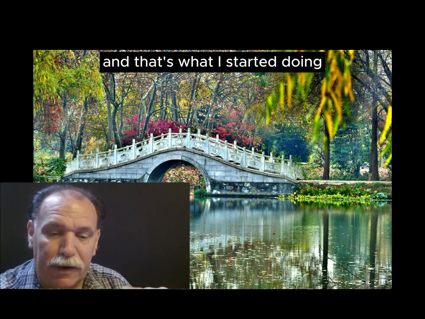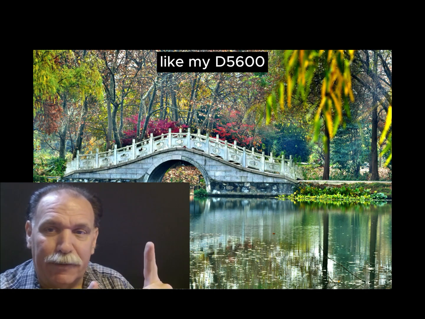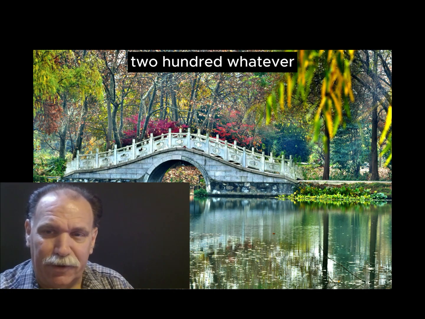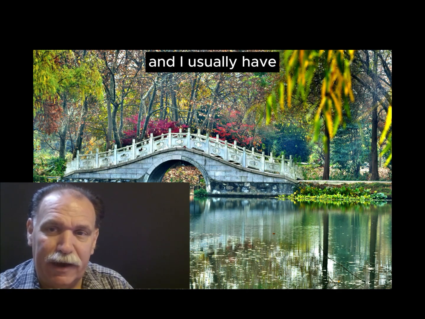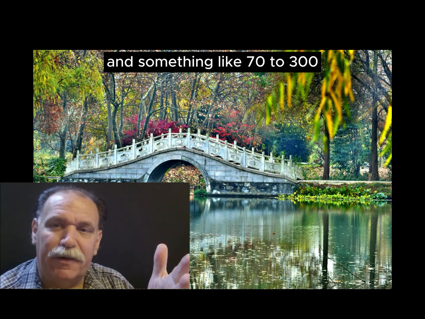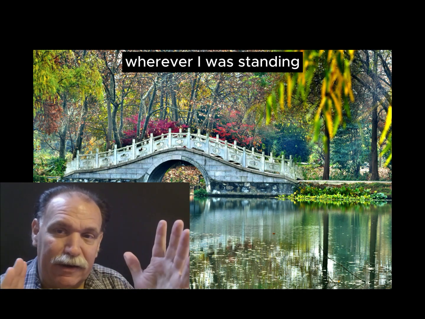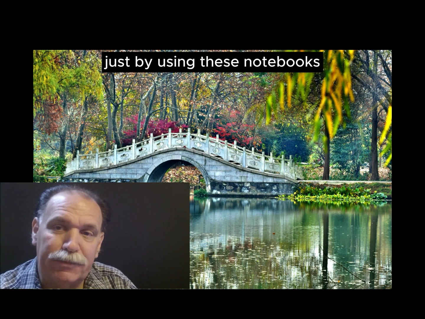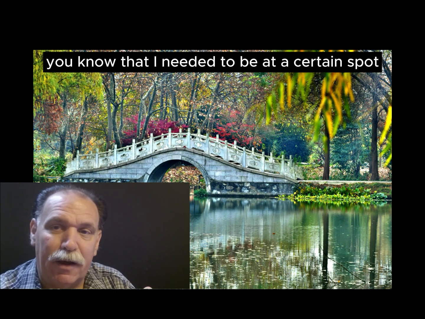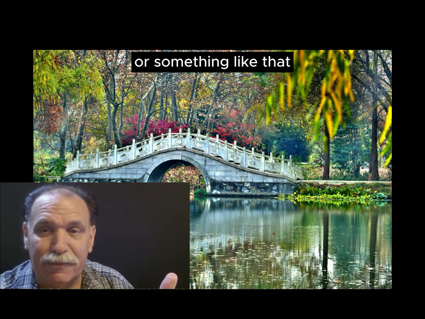And that's what I started doing. I keep one camera on these little excursions. I just have my D5600 Nikon or 7200, whatever, one of my cameras. And I never really carried the ultra wide lens, usually a 35 millimeter, then something like a 70 to 300 or 55 to 300 zoom. That way, wherever I was standing, I knew I could probably get a good shot. But I learned just by using these notebooks what time of day I needed to be at a certain spot. One bridge might look really awesome at 9 o'clock, or something like that.